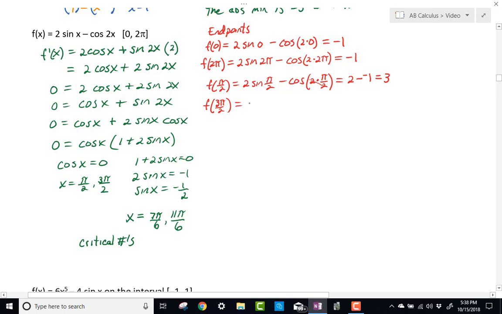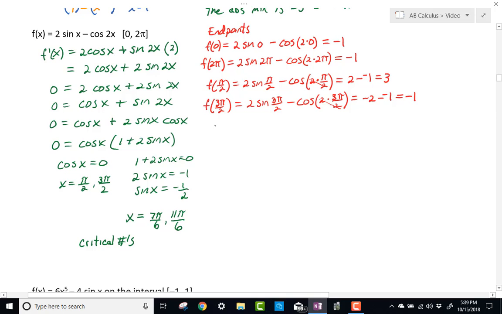F of 3 pi over 2. So here we go. We do 2 sine of 3 pi over 2 minus cosine of 2 times 3 pi over 2. Again, you're going to see some canceling here in a minute. Sine of 3 pi over 2 is -1 times 2, which is -2. And then again, the 2's are going to cancel right here. Cosine of 3 pi is the same as cosine of pi, so that's minus a -1. This time we end up with -2 plus 1, which is -1. So we end up with another -1 here.